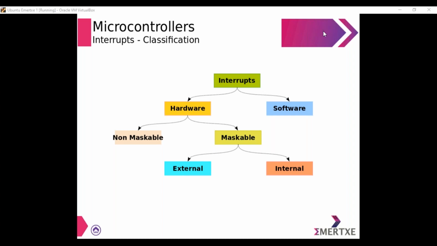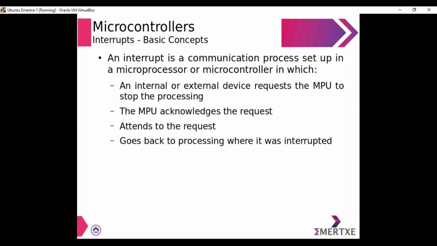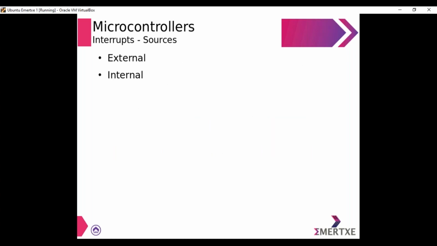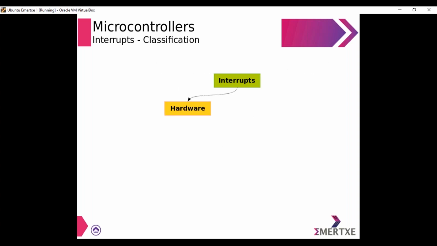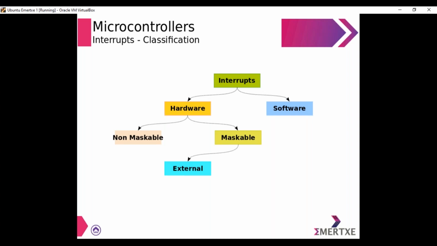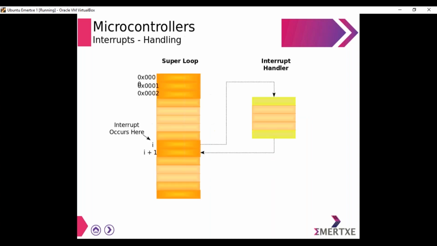Now the classification of the interrupts. Somebody was asking about the previous slide, the sources of interrupt: external interrupt and internal interrupt. Interrupts are first mainly classified into hardware interrupt and software interrupt. Hardware interrupt is further divided into non-maskable and maskable interrupt. Maskable interrupt is further divided into external and internal interrupt.